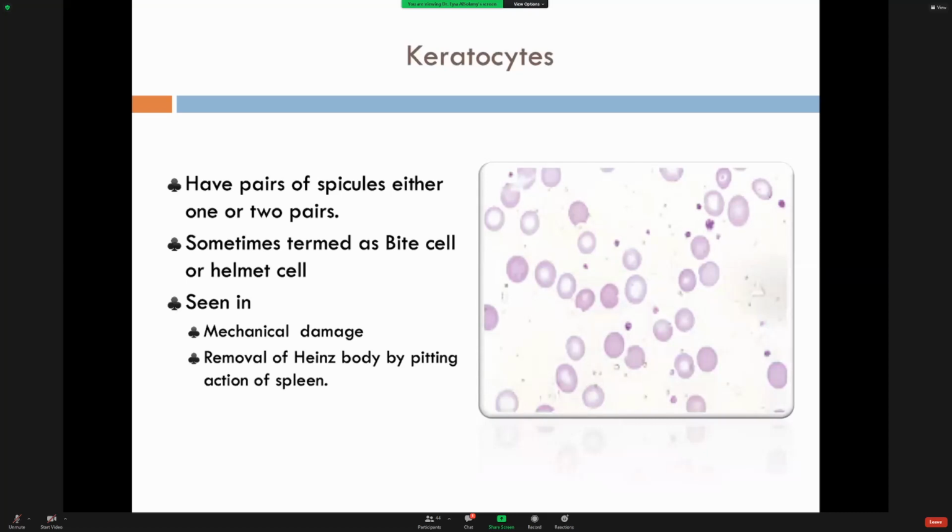Keratocytes have a pair of speckles, either one or two pairs. You can see keratocytes here. Another name, we can call it bite cells. This is keratocytes. Sometimes bite cells or a helmet cell are seen in mechanical damage, with removal of Heinz body by pitting action of the spleen. You can see this is a bite cell or keratocytes. Clear?